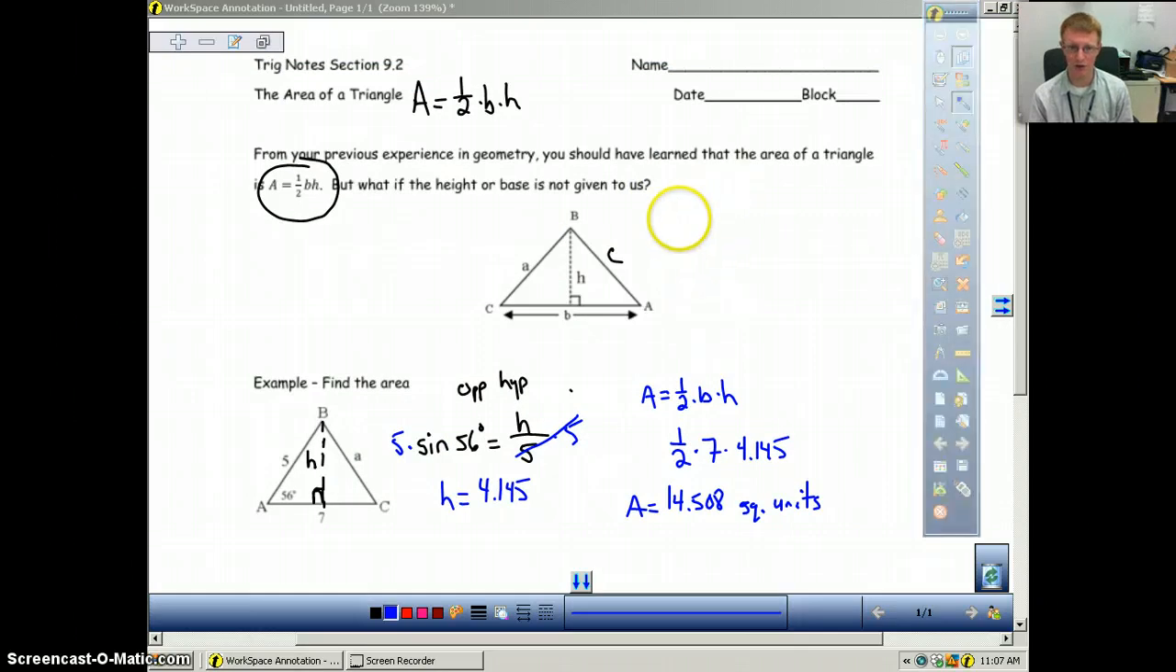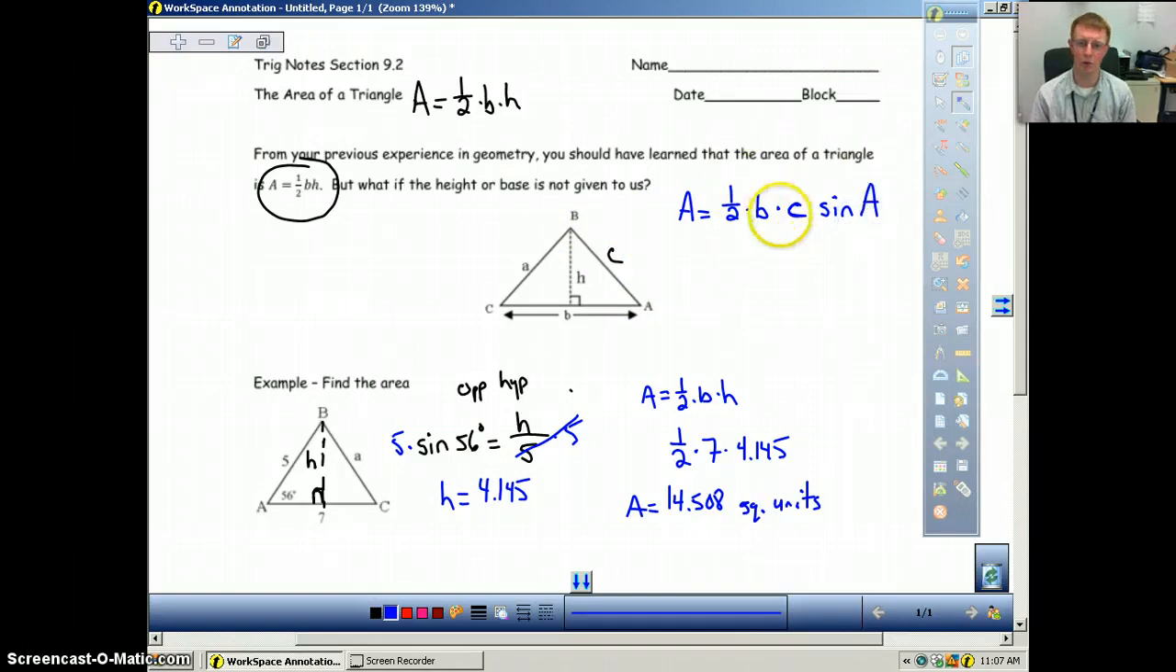The area will be 1/2 times the base, B stands for base, times, we're going to call it C, because C is going to be the hypotenuse side that is given to us, and then it'll be sine of A. So basically what we're looking at here is B is given to us as the base of the triangle, C is given to us as the other side, usually the hypotenuse of the right triangle that's created, and A is the angle that's in between B and C.